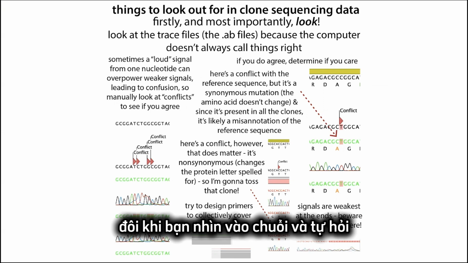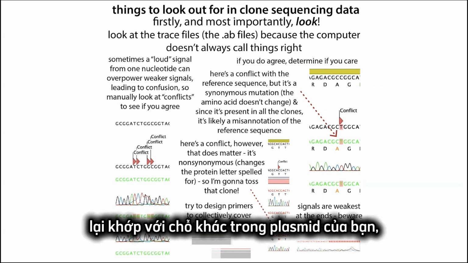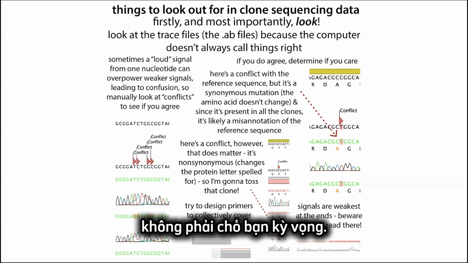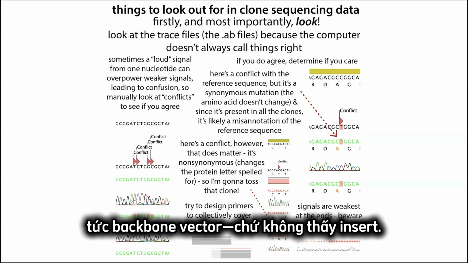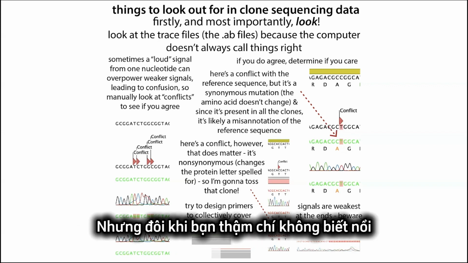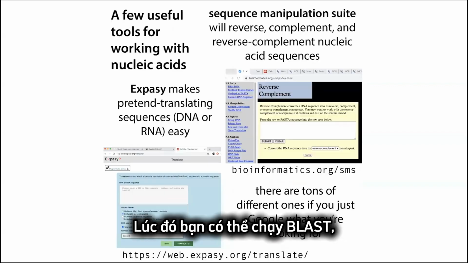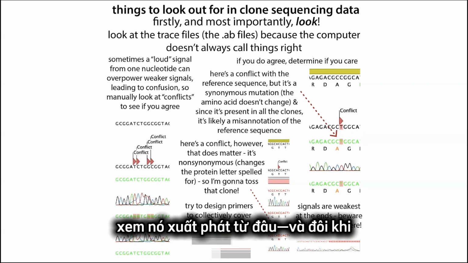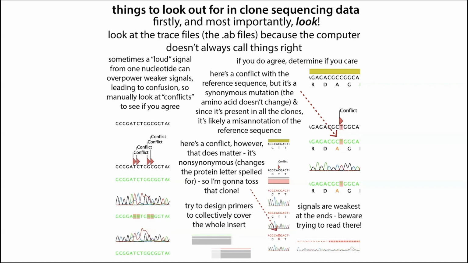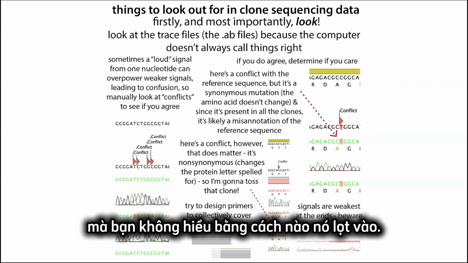Sometimes you look at the sequence and wonder, where the heck does this come from? It's not matching any place in my plasmid. Sometimes you might see a sequence that matches elsewhere in your plasmid, not where you were expecting. You might see just the vector instead of your insert in there. But sometimes you can't even figure out where the sequence came from. Then you can do BLAST and look up the sequence to see where it came from. Sometimes you might find that it's something your lab mate was working on, or just some really random thing that you have no clue how it got there.